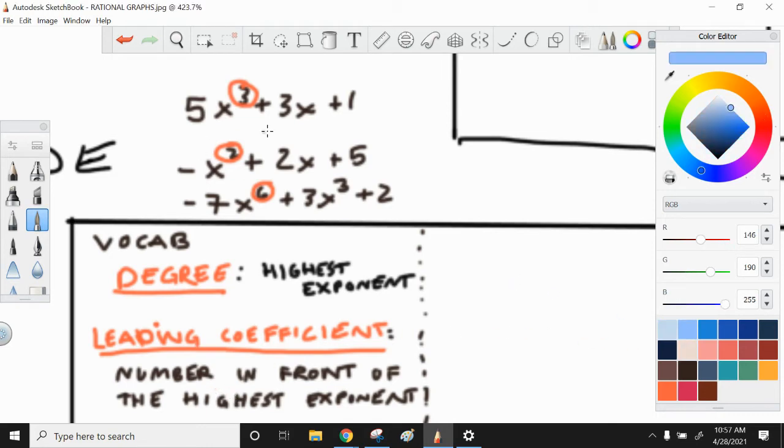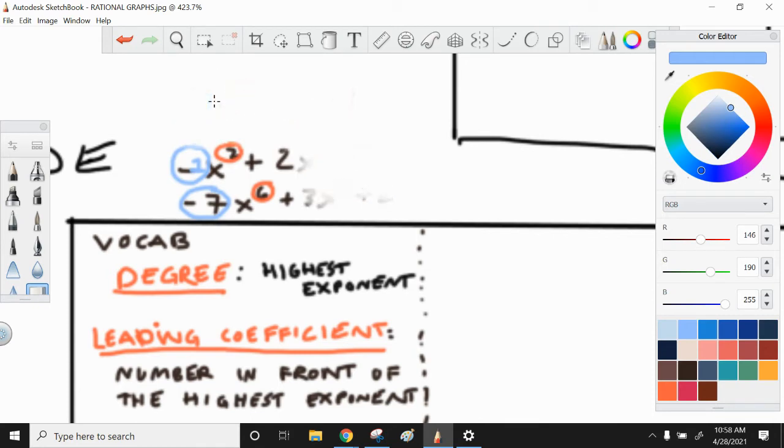The leading coefficient would be 5. That would be a negative 1, of course, because it's just a negative sign, and then that would be a negative 7. Okay, so your degrees are simply the exponents. Your leading coefficients are simply the numbers out front. It might sound kind of crazy when you first hear it, but it's a really easy concept to work through.